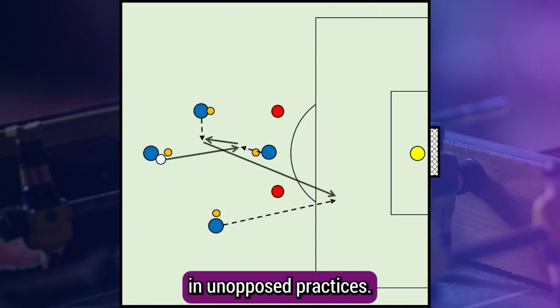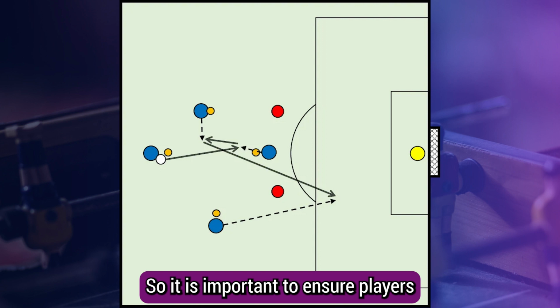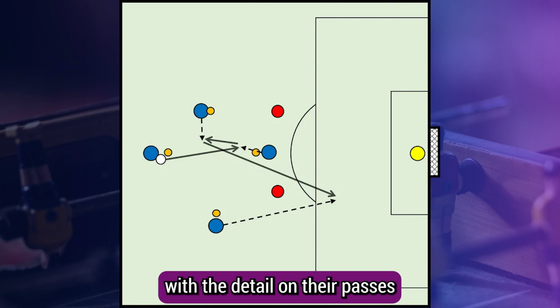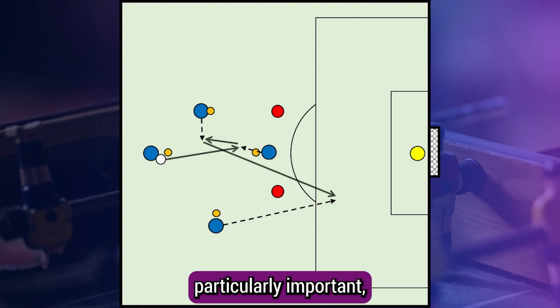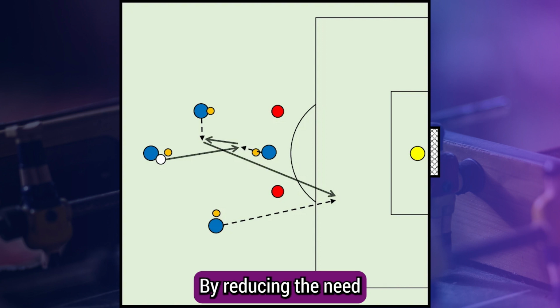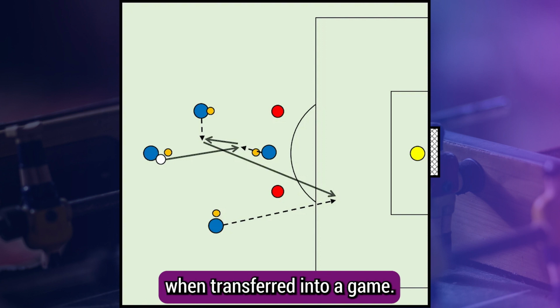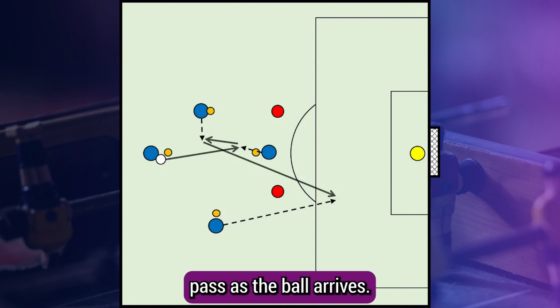In unopposed practices, bad habits can often creep in due to the lack of defenders providing realistic pressure on the ball, so it is important to ensure players maintain high standards, with the detail on their passes and first touches. In this drill, the weight of pass will be particularly important, allowing each player to play first-time passes, while also allowing the 4th player to receive the ball in stride behind the defensive line. By reducing the need for unnecessary touches, the move is able to take place as efficiently as possible, making it more effective when transferred into a game. Timing of movement from players is also critical for this, arriving to receive each pass as the ball arrives.